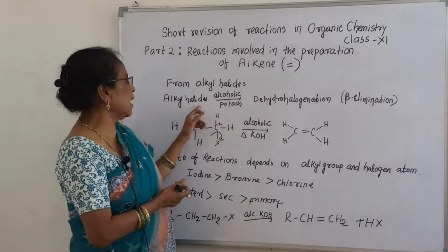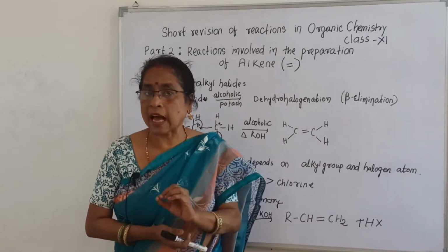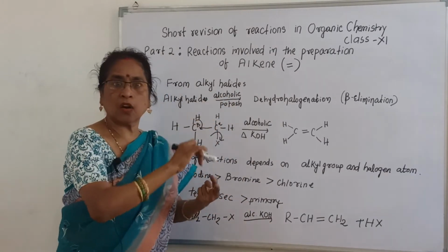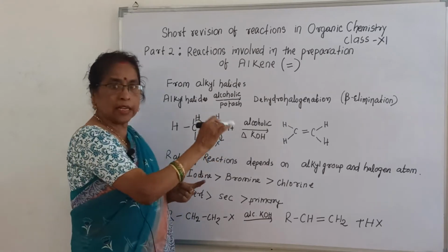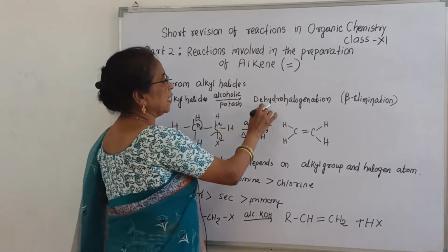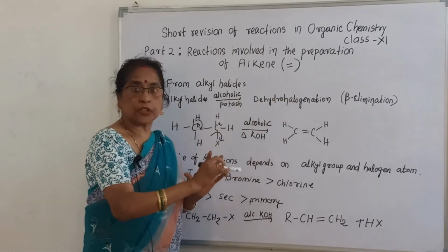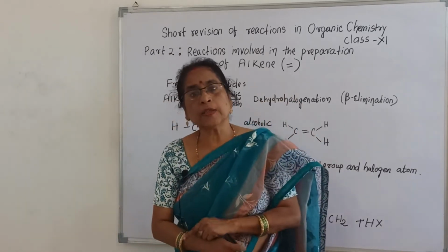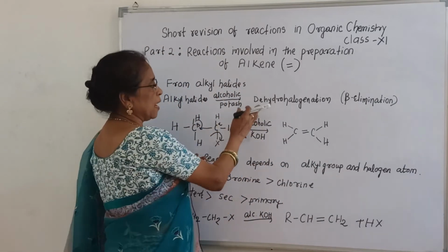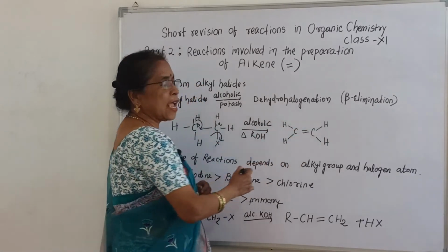See here, alkyl halide when alcoholic. What is alcoholic? Ethyl alcohol, ethanol. When alkyl halide reacts with alcoholic potash, potash means KOH, you will take KOH and C2H5OH. Then you will get dehydrohalogenation. The reaction is known as dehydrohalogenation, meaning hydrogen and halogen both will form a byproduct, and the main product is alkene, and that is also called beta elimination.